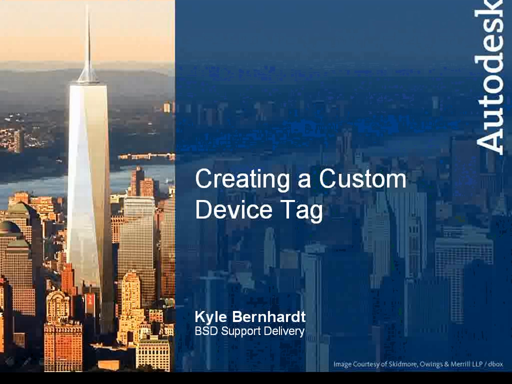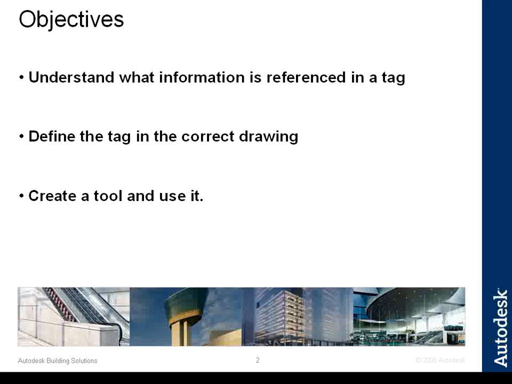In this video solution, we're going to explain how to create a custom device tag. The way we're going to do that is we're going to first explain what information is actually referenced in a tag, and that is property set information that's attached to an object. We're then going to show how to define the tag properly in the correct drawing, and then we're going to go ahead and create a tool on a tool palette that uses this tag to use in a drawing.